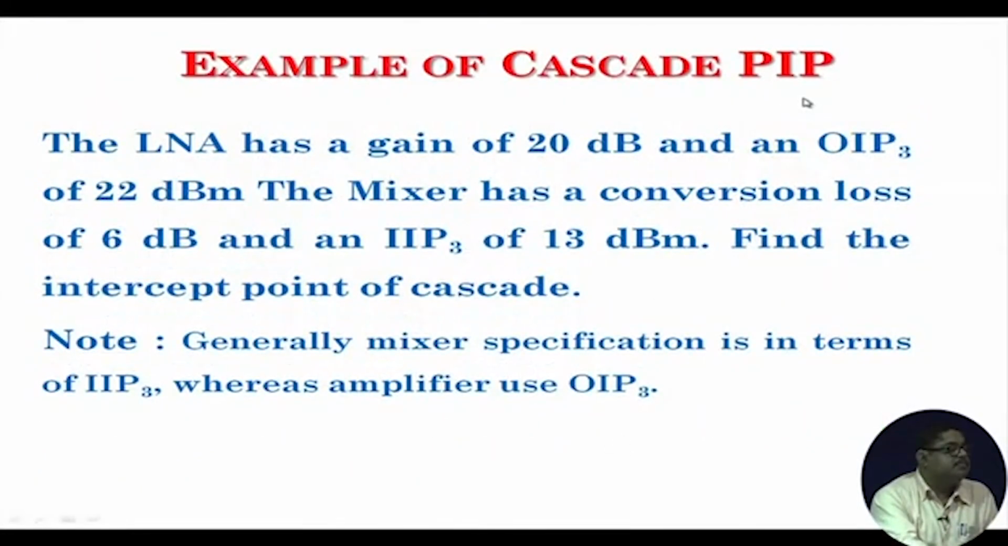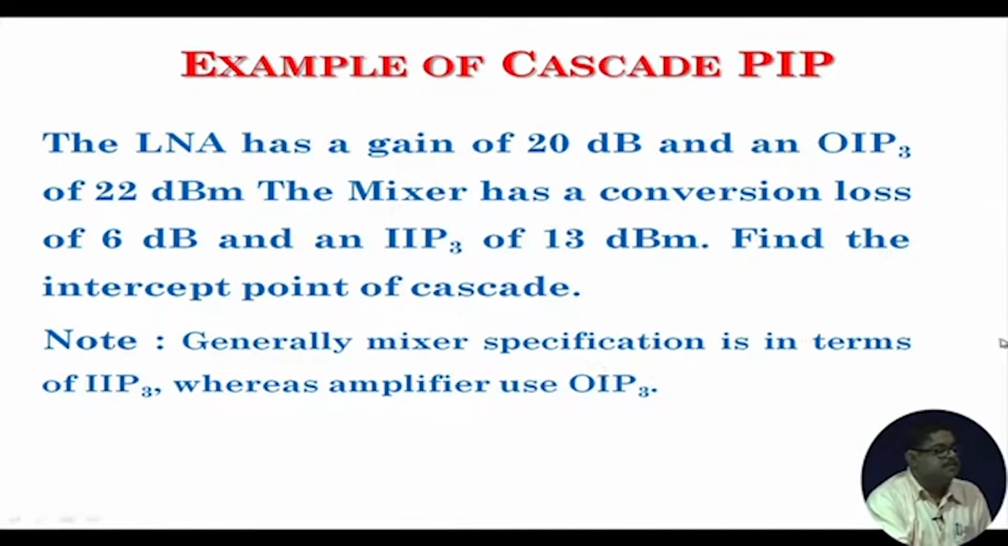Example of a cascade PIP: the LNA has a gain of 20 dB, let us say, and an output intercept point OIP3 of 22 dBm. The mixer, which is generally the next block after the LNA, has a conversion loss of 6 dB. You know, a mixer always has a conversion loss, because it is a nonlinear system and because it is changing the frequency, it always suffers a loss. Let us say that loss is 6 dB and an IIP3 of 13 dBm. Find the intercept point of the cascade.